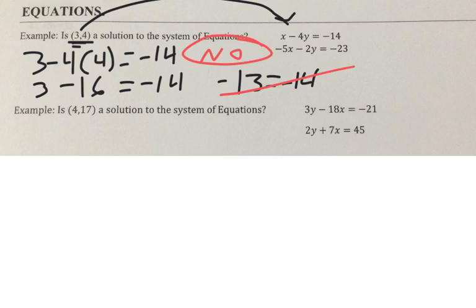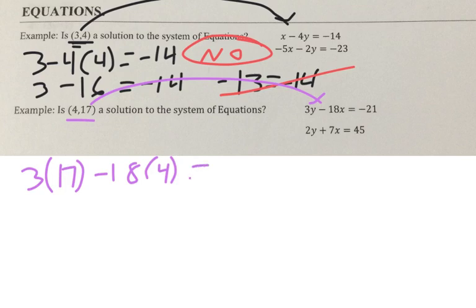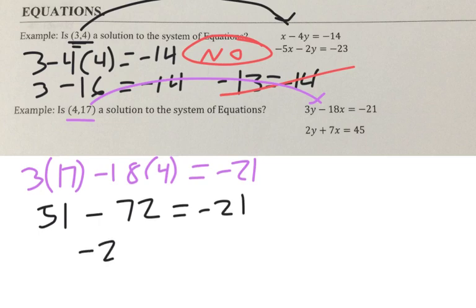Questions there? Second one, very similar. Is 4, 17 a solution? I can take this and plug it into the top equation. This would be 3 times y, which is 17, minus 18 times x, which is 4. Does that equal negative 21? That would be 51 minus 72. Does that equal negative 21? Negative 21 does equal negative 21, so it works for the top equation.